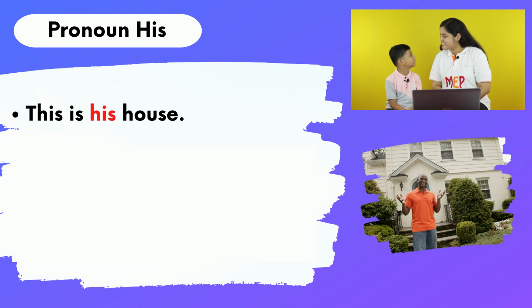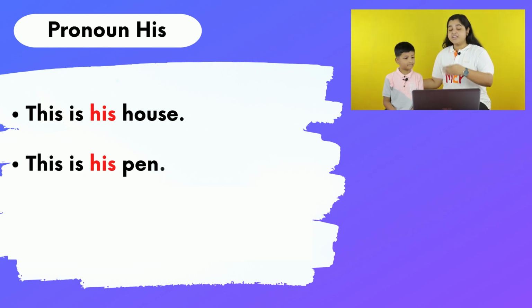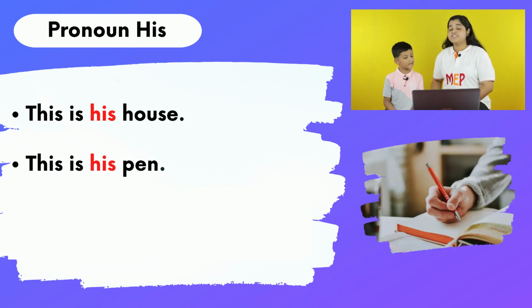Now I understood. So Rudy, read the second example. This is his pen. Correct. So again in this sentence, we have used the pronoun his because it denotes that the pen belongs to the third person singular and masculine.